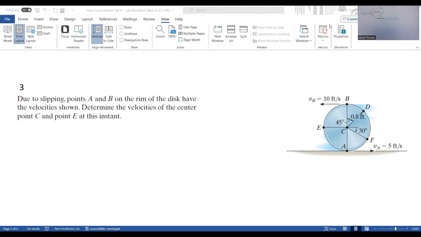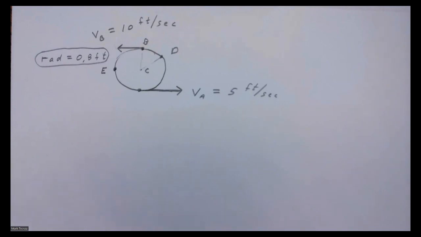Remember, if there was no slipping, the instant center would be at point A. But there is slipping, so we can't assume that in this case. So let's take a look at this. Again, we're given these velocities.